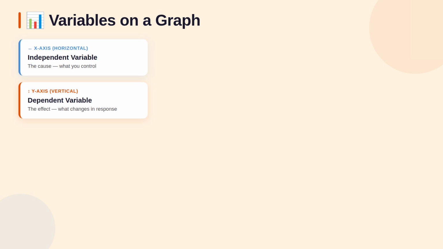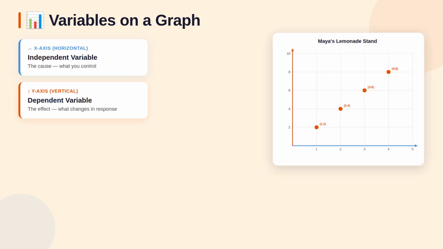Here's a bonus superpower. When you graph these variables, there's a special rule. The independent variable always goes on the horizontal axis. That's the x-axis going left and right. The dependent variable always goes on the vertical axis. That's the y-axis going up and down.